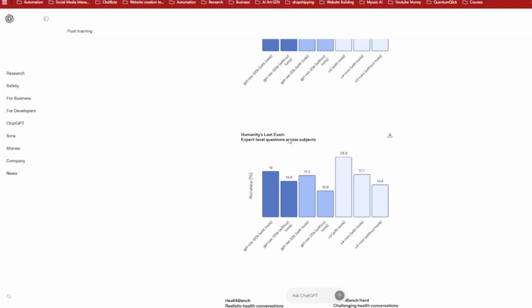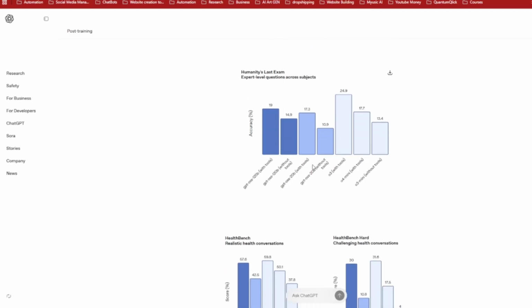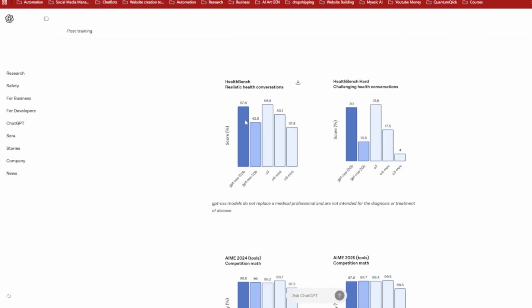Here, Humanity's Last Exam, it is performing a 19%, and you can see O3 here is performing 24%, which is on par with some of the models that we have seen so far. Here on the HealthBench, realistic health conversation. So how good is it at giving realistic health advice? And you can see it performed a total of 57%, and O3 just performed a 59%, which is just 2% difference. Here again on challenging health conversation, it performed a 30, and O3 performed a 31.